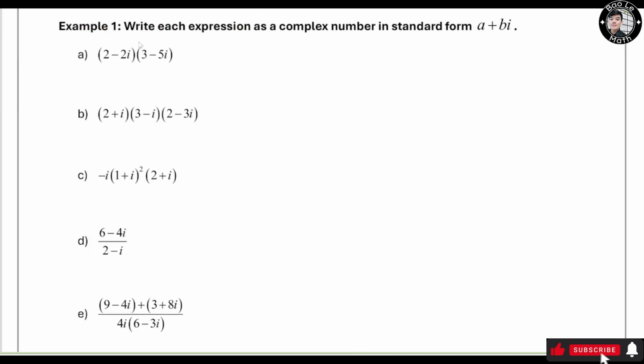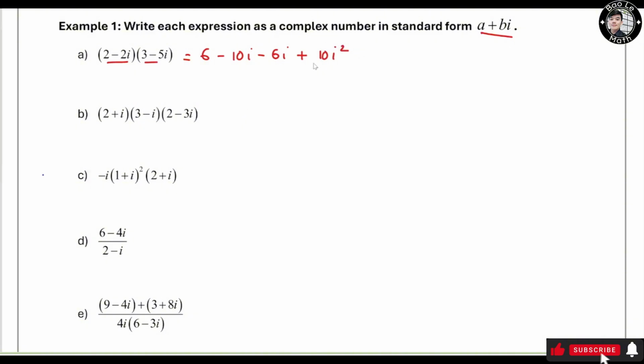Now example number 1, write each expression as a complex number in the standard form a plus bi, right? So we need to multiply this out, right? So 2 times 3 equals 6. 2 times negative 5i is going to be negative 10i. Negative 2i times 3 is negative 6i. And negative 2i times negative 5i is going to be plus 10i squared, right?